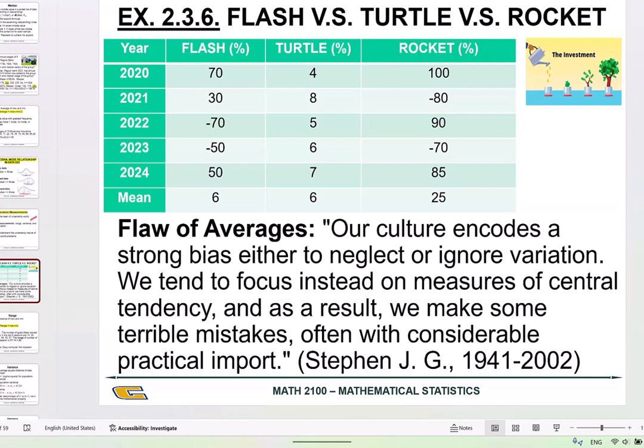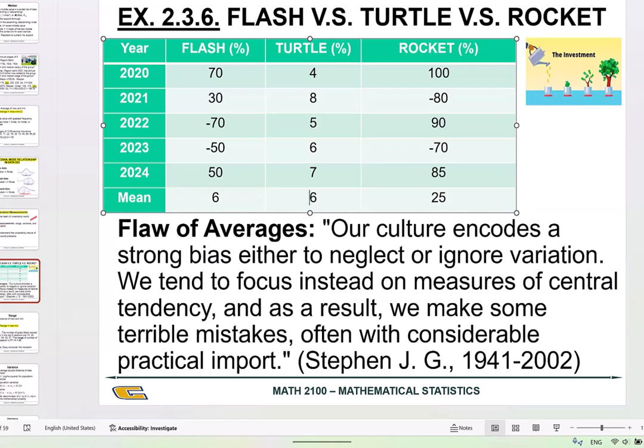And then we can also look at the mean, the average return. For the flash fund it is 6% for the 5-year period. The turtle is 6%, and the rocket is 25%. So think about that, and see, if you have $100,000, where you want to put your money: flash, turtle, or rocket? If you choose rocket, congratulations, you lose most of your money. If you choose flash, you lose money, and if you choose turtle, you'll be the winner.